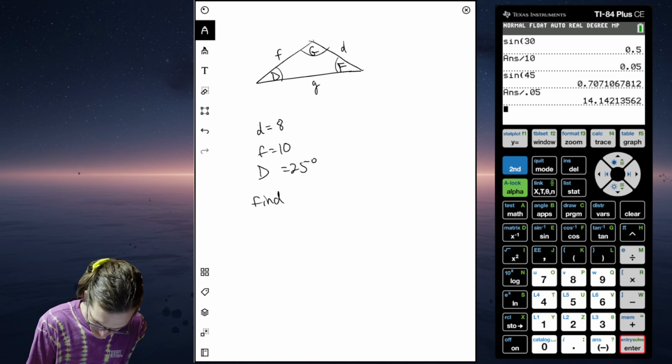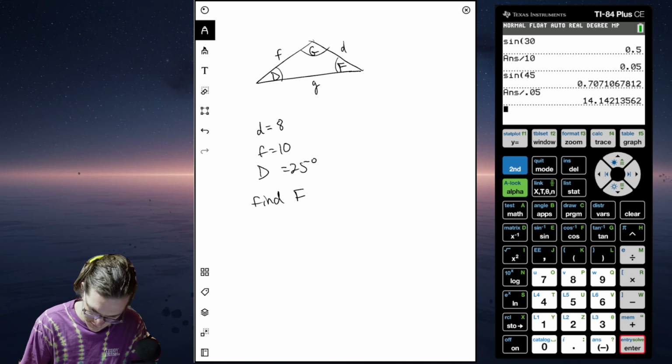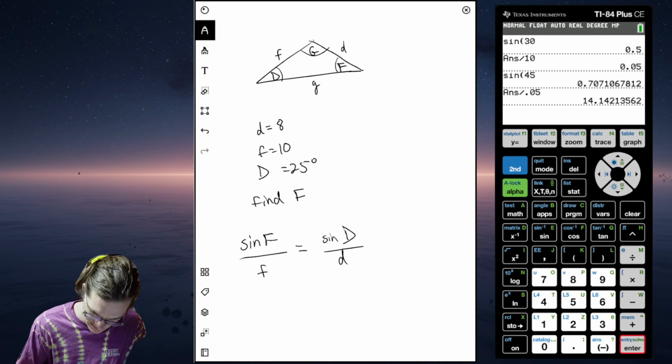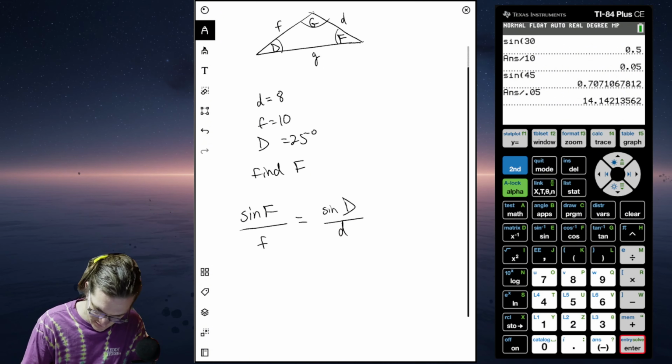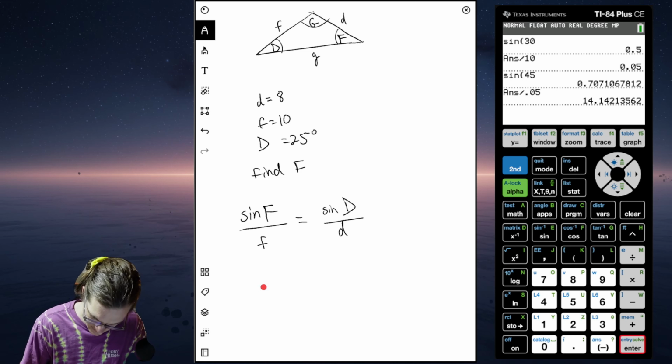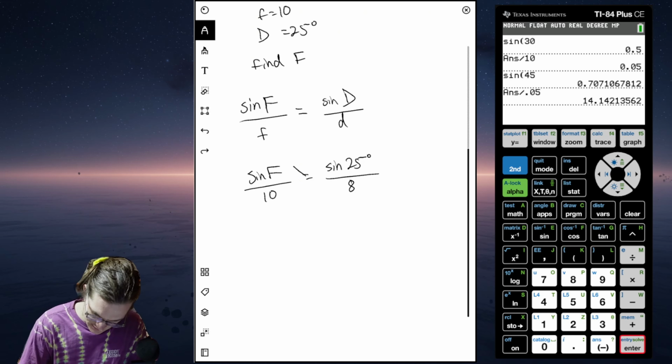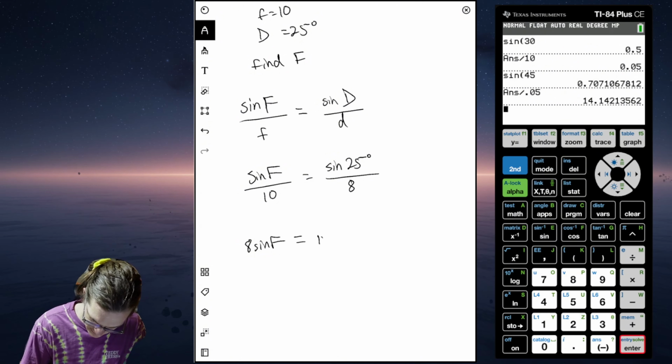They tell us to find angle F. So I would set this up using what I know, which is that sine of F over side F equals sine of D over side D, and then substitute in the known quantities, leaving me with sine of F over 10 equals sine of 25 degrees over 8. And I'll just do a quick cross multiply. So 8 sine of F equals 10 sine of 25 degrees.